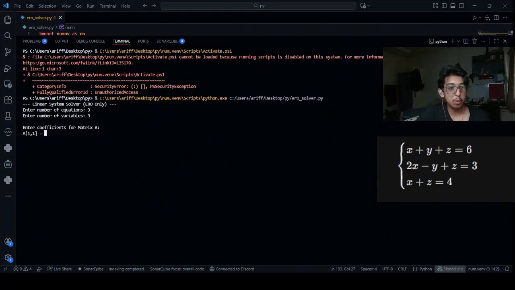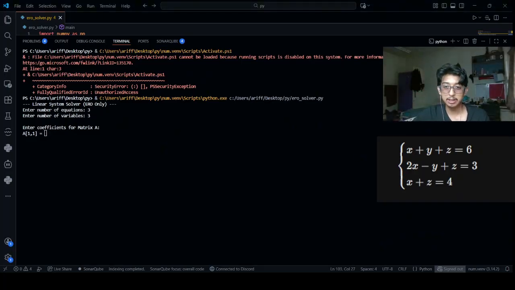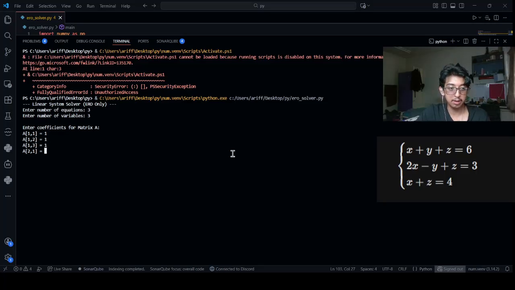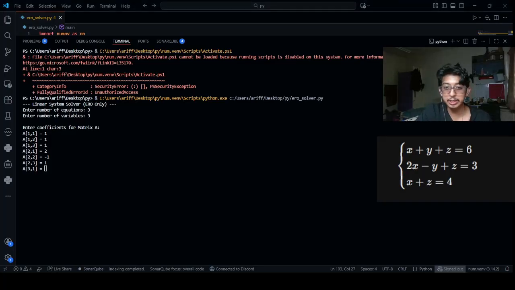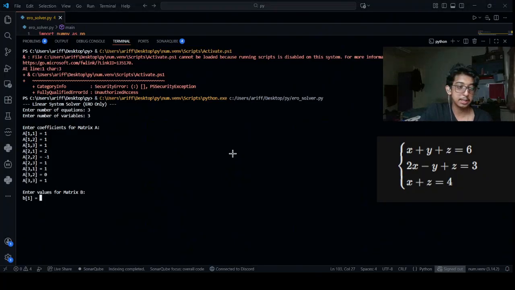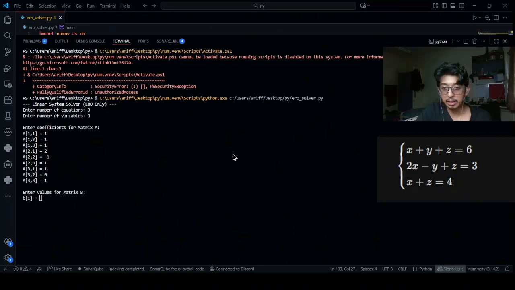As you can see, for equation 1, x is 1, y is also 1, and z is also 1. So 1, 1, and 1. Now for equation 2, you type 2, then negative 1 because of minus y, and 1 for z. Next, for equation 3, you put 1, 0, because there is no y in equation 3, and then 1 for z. Now it asks for the values of matrix B. What is matrix B? It's basically the answer. The answers are 6, 3, and 4.